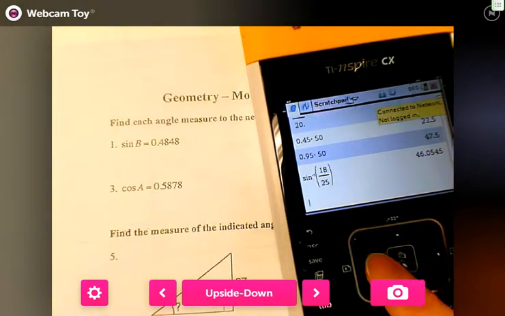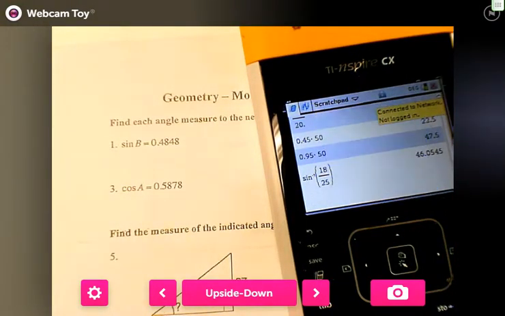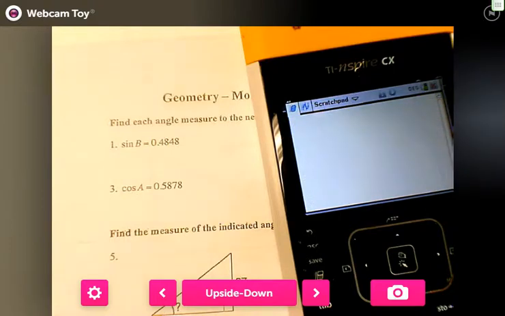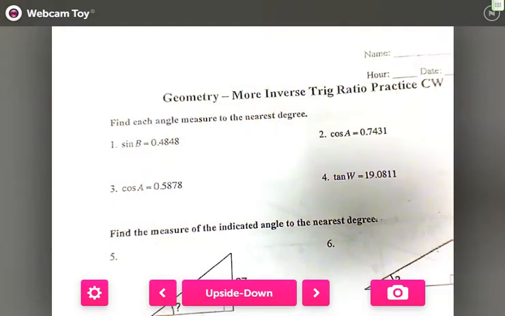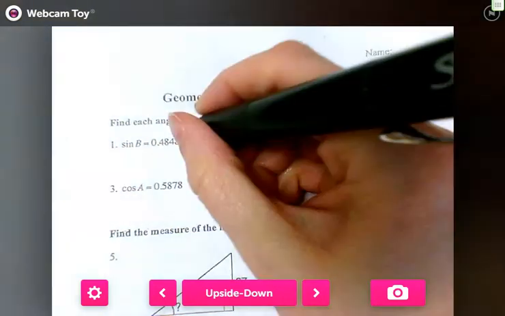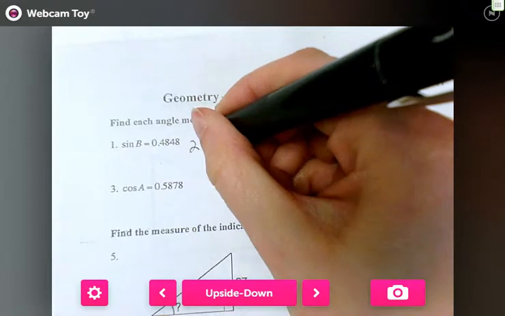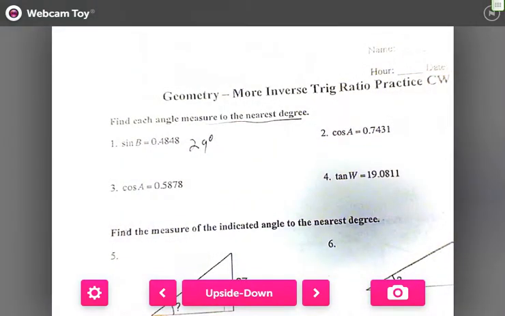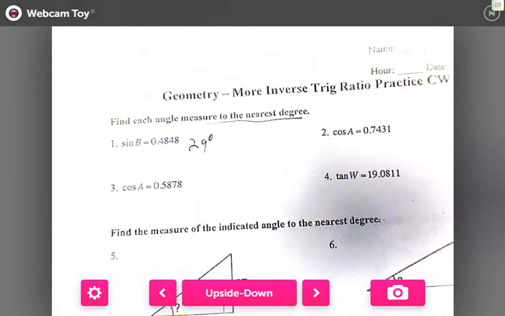So I'm going to make sure my calculator is cleared. And we're just going to put trig, inverse sine, 0.4848. That gives me approximately 29 degrees. It says measure to the nearest degree, so I'm always going to round to a whole number. Does that make sense? All I'm doing is plugging in those numbers for inverse sine, inverse cosine, inverse tan, whatever.